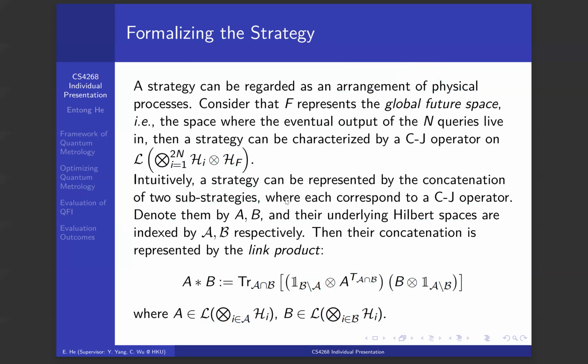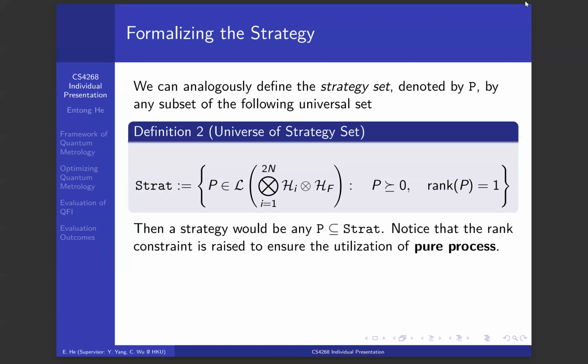And this belongs to the definition. And we analogously define the strategy set. So we have already defined how the concatenation of two strategies will behave as a joint process, and we analogously define the strategy set denoted by P by any subset of the following universal set of strategies.